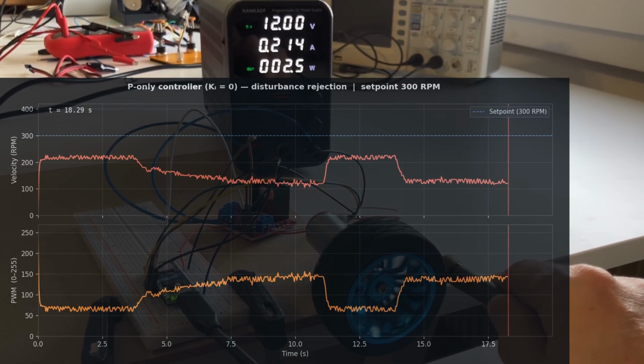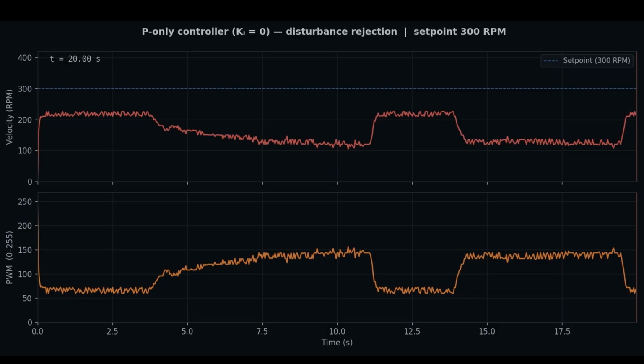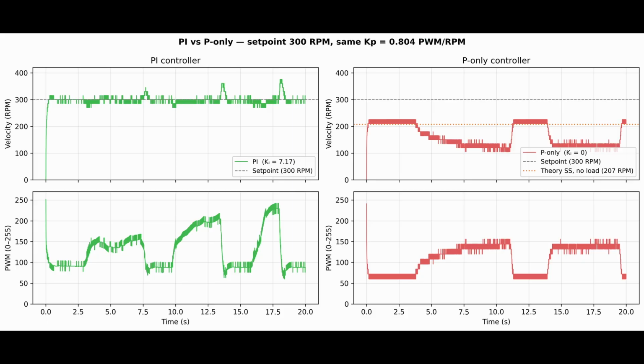No matter how long you wait, the error never goes away. We could reduce that offset by increasing Kp, but we can never eliminate it entirely with proportional control alone, regardless of how high we set the gain. The difference between these two responses is the integral term. One extra state variable, one extra line of code.